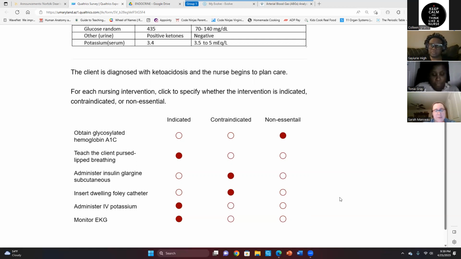So it is non-essential. Teaching the patient pursed-lip breathing is indicated. This patient needs to calm their breathing down. They've got deep, rapid respirations. We need to have them do pursed-lip breathing for sure. Okay. Administer insulin glargine subcutaneous? No, this patient is on IV insulin. We're not going to be giving them subcutaneous.